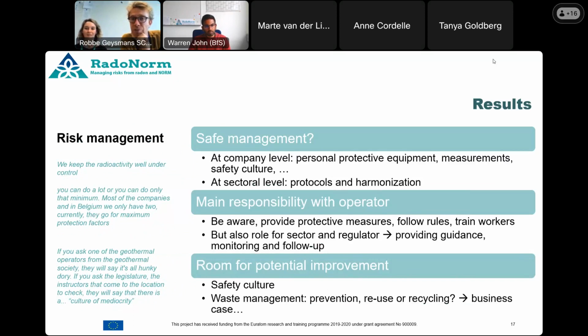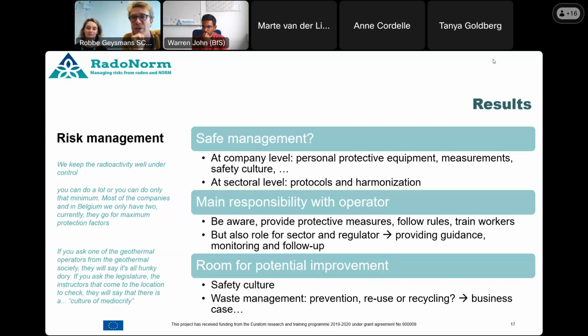So at the company level, different measures are being taken. It's about using protective clothing, continuous measurements with dosimeters, medical follow-up, having in general a good safety culture. Those are considered to be main important issues, especially in the context of opening up your plant and in waste management, where the company needs to make sure that this management is conducted in a safe way. At the sectoral level, mostly it was considered that the sector needs to provide good protocols and ways of harmonizing the ways of handling radiation risk.